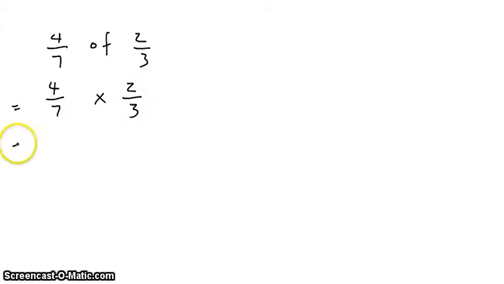Say we had to find 4/7 of 2/3. Well, we know of means times, so we're going to have 4/7 times 2/3. And we're simply going to multiply our numerators together. 4 times 2 is 8, and multiply our denominators together. 7 times 3 is 21. Can we simplify further? 8/21? No.